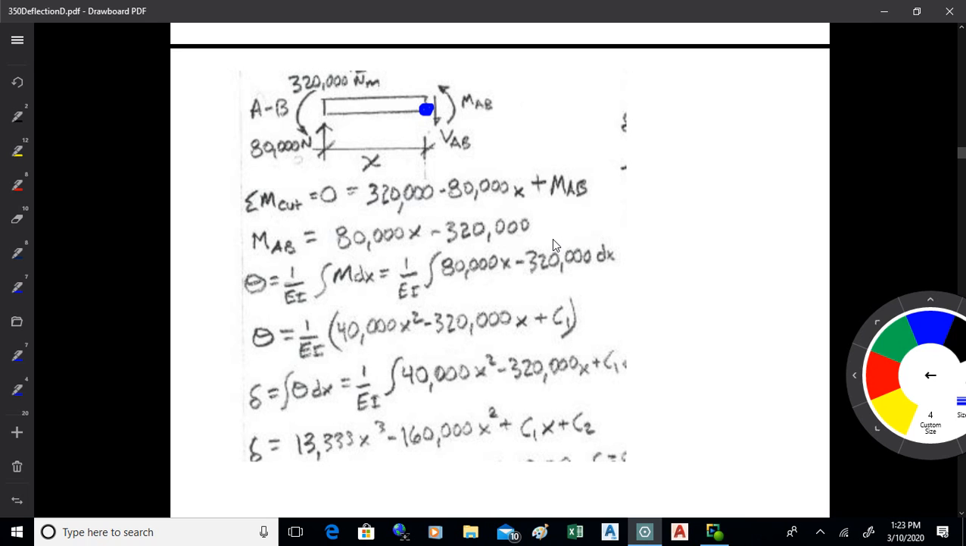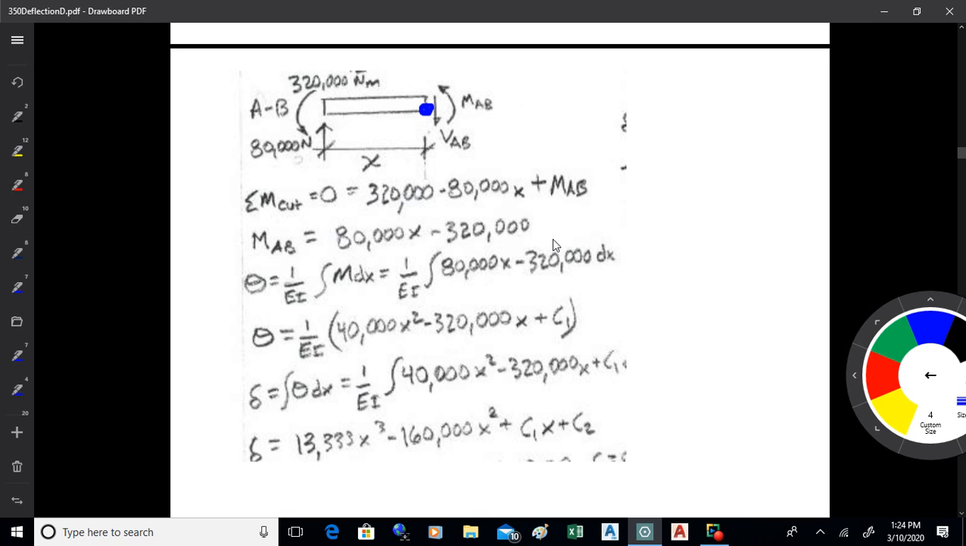All right, so I'm going to integrate 80,000 x, and that's 40,000 x squared, just a polynomial integration. And I'll integrate 320,000 and get 320,000 x. Now I pick up a constant of integration, which is kind of an issue, but we'll get to that later, and that's plus C1. Okay, now that's the slope. And I just leave the 1 over EI out front, is what I do.